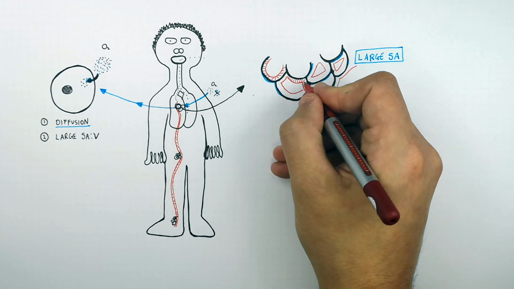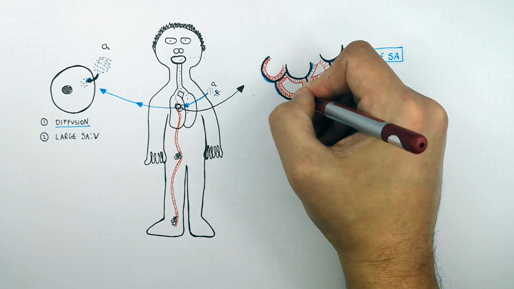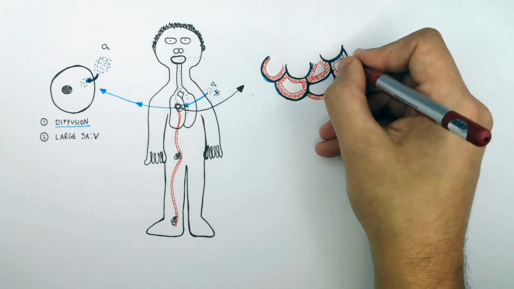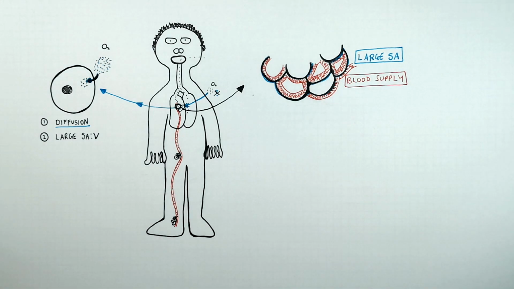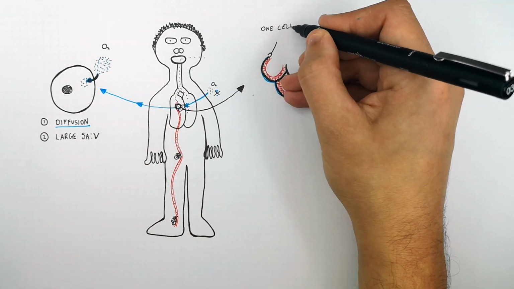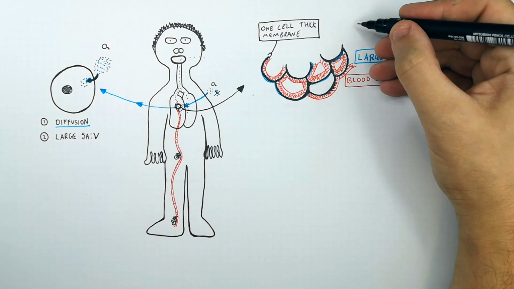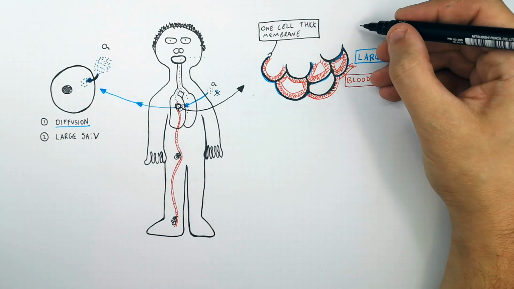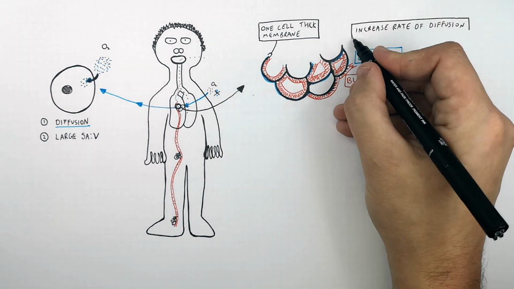This gas exchange surface, called the alveoli, has a blood supply that I'm drawing here, many capillaries. This is so gas exchange can happen at an increased rate. The alveoli wall is one cell thick. So the large surface area, the blood supply, and the one cell thick wall of the alveoli all lead to an increased rate of diffusion of gases.